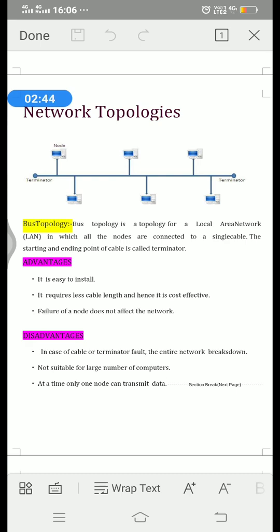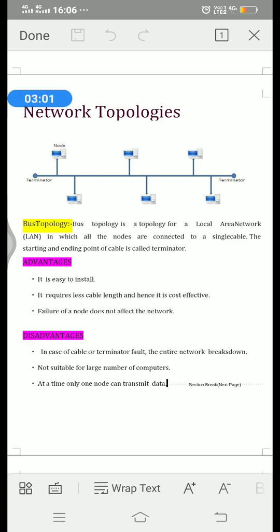Next one is failure of nodes does not affect the network. If a system goes down, it doesn't affect the network as your data is carried by the backbone only. Your system won't interrupt the entire network.